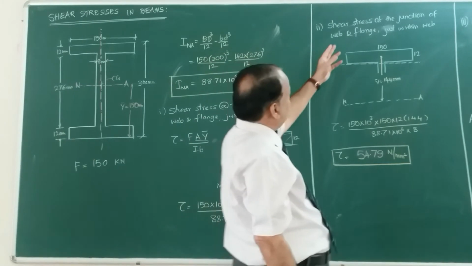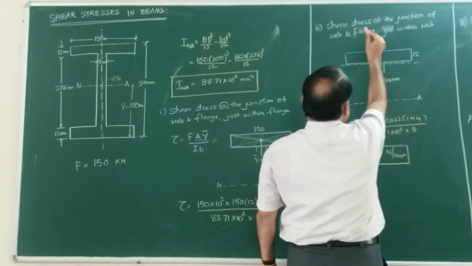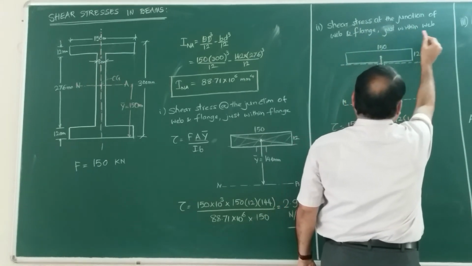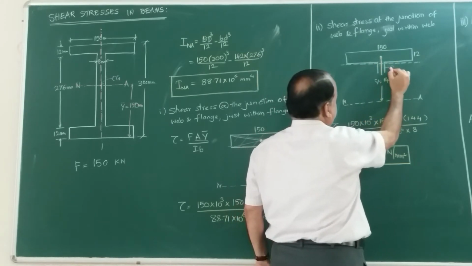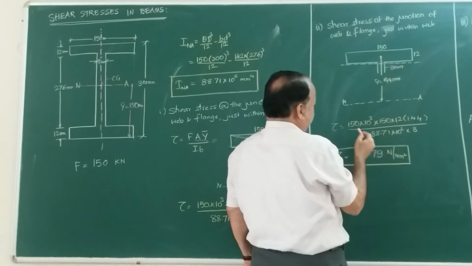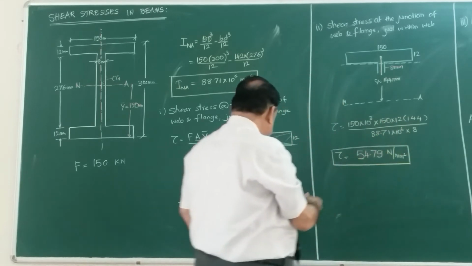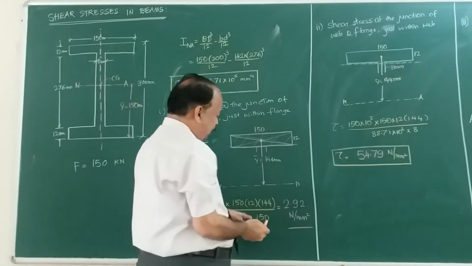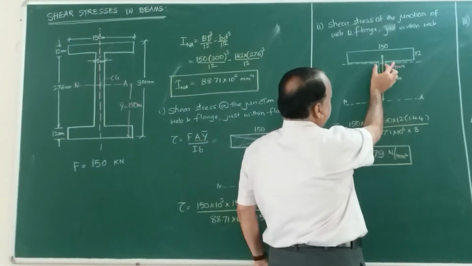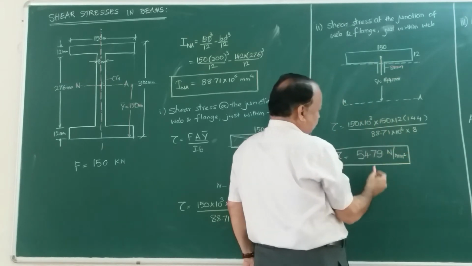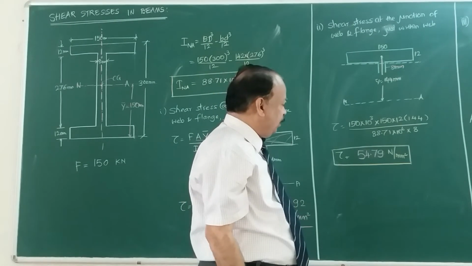Then we'll take up the section just below the flange within the web. So shear stress at the junction of web and flange just within the web. Now the width of the beam is equal to the web, so that is 8 mm. If I calculate the shear stress, this is F A y bar upon I B. The expression remains the same, only here the width of the beam was 150 and now the width of the beam is 8 millimeter. So on calculation we get 54.79 Newton per millimeter square.